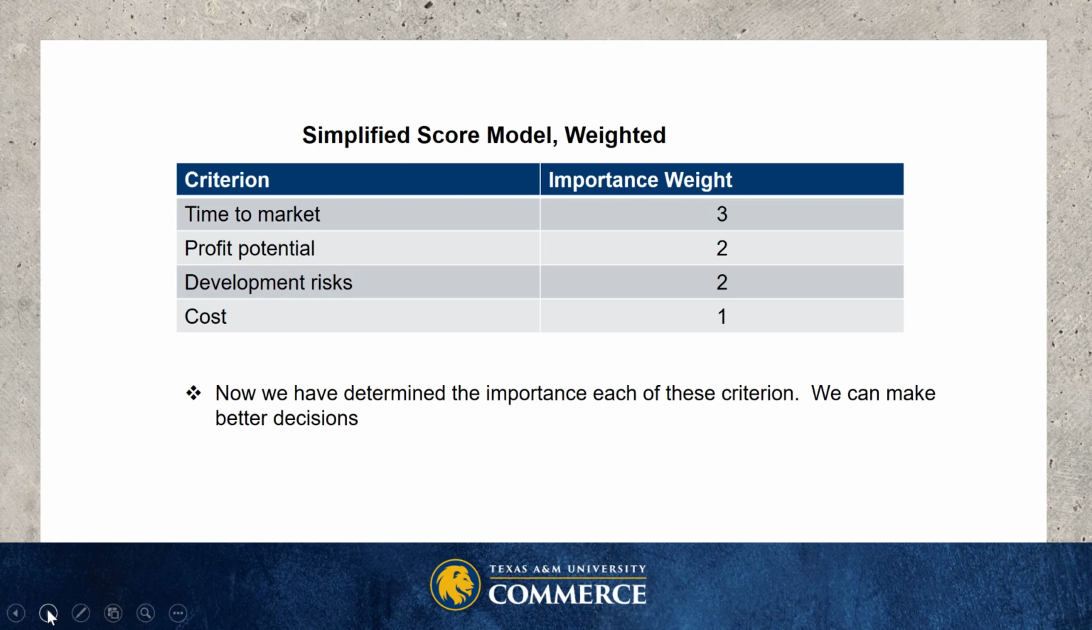Development risk is 2 because we're going for time to market. We can assimilate some of this development risk. And then cost weight is 1. Now that we've determined the importance of each of these criteria, we can make better decisions.